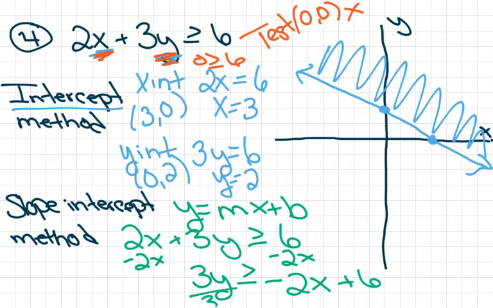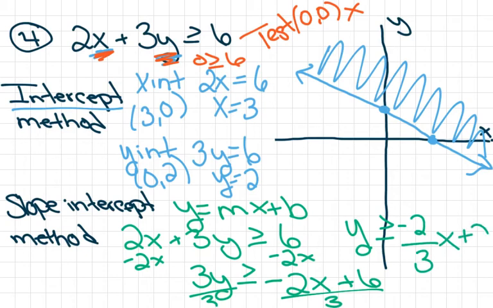Last step, divide everything by 3. So you would have y is greater than or equal to negative 2/3 x plus 2, which matches what we have already graphed. There's your y-intercept of 2. We will go down 2 over 3 for our slope. We know that it's a solid line like we already have, and it does say shading greater than, which is what we have shaded.